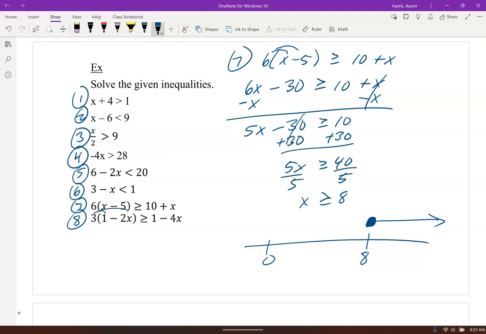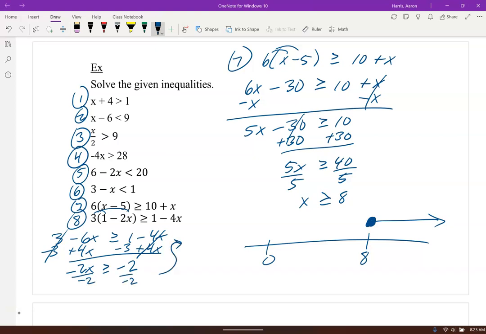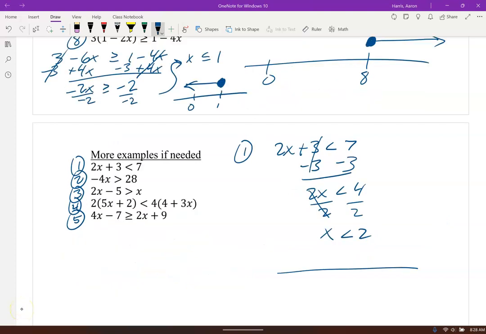Let's do number 8 down below. Let's distribute that. 3 minus 6x greater than or equal to 1 minus 4x. Get all your x's on the left-hand side. Get all your numbers on the other. I'm going to subtract 3 from both sides. So I got -2x greater than or equal to -2. I'm going to divide both sides by -2. That's a negative number, so I got to switch that. Less than or equal to 1. So less than 2. This is less than 2.